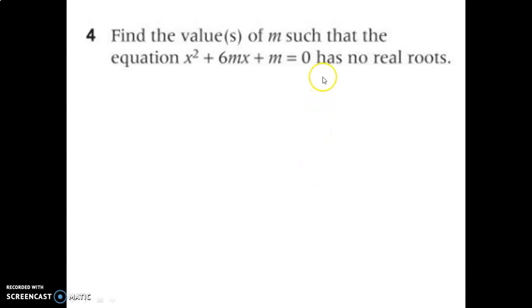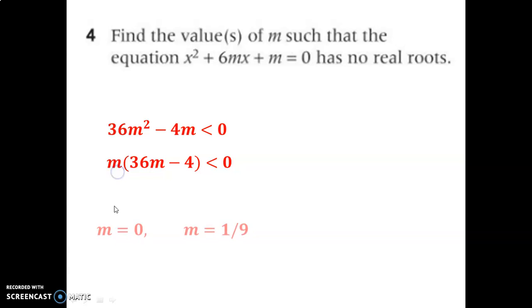To have no real roots means that the discriminant is less than 0. No real roots means no solutions. That means we have a negative discriminant. So here's a discriminant for this one: 6m squared here, minus 4ac is here, less than 0. That can factor like this, which allows you to get two solutions for m. They are m equals 0 and m equals 1/9. So that's our two solutions.